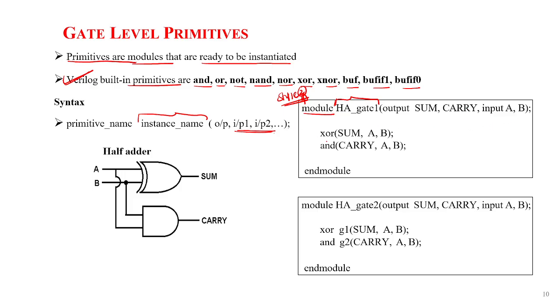So I am using gate level primitives. XOR, what is my output? Sum, A, B, and AND, carry, A, B, end module. Like this I can write. One more style: XOR with an instance name. What is my instance name? This is G1, this is G2. G1 sum, A, B, G2 carry, A, B. Like this I can write the code. So this is gate level modeling.